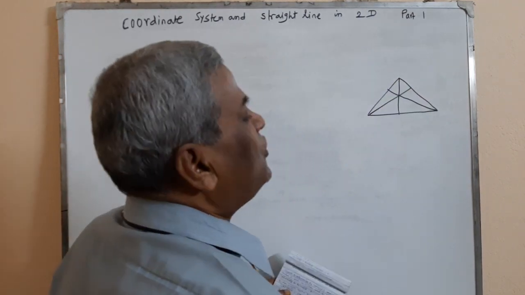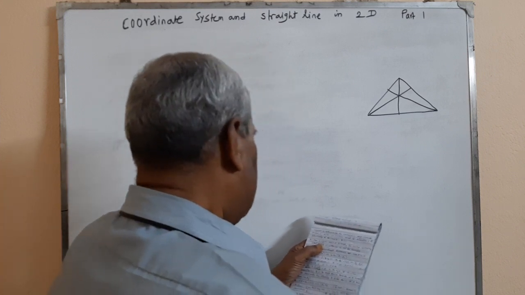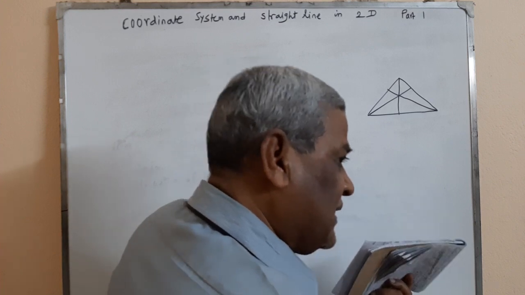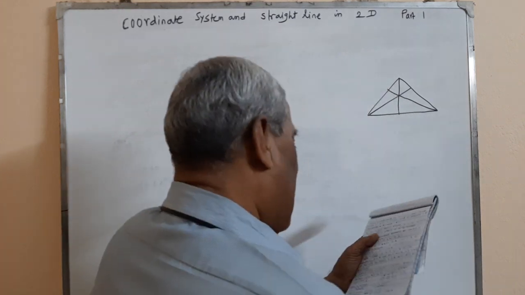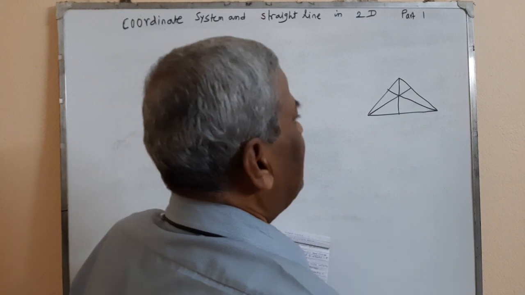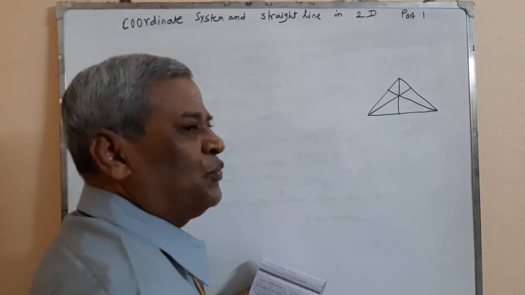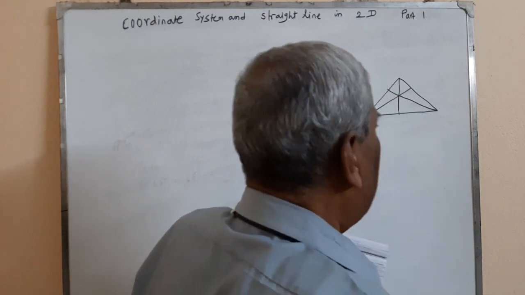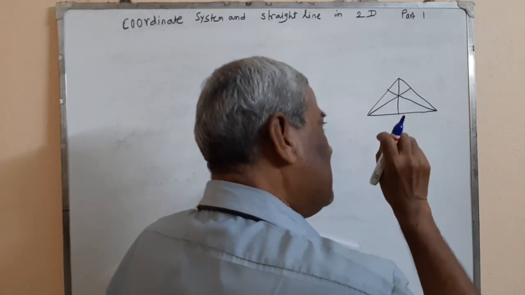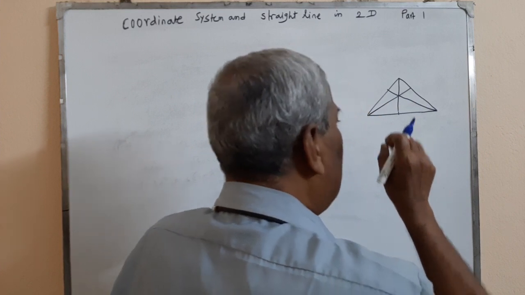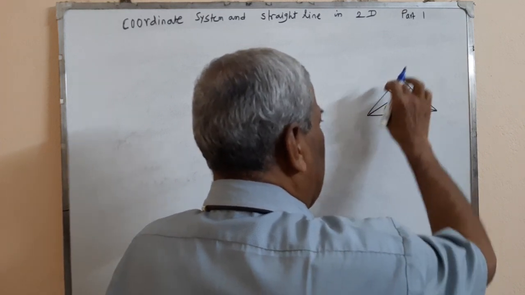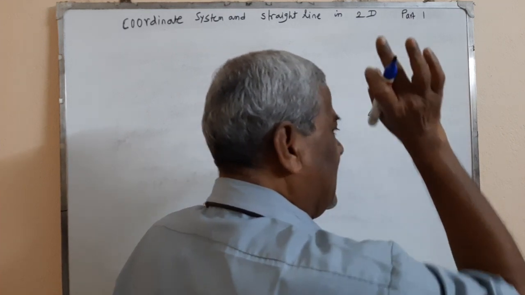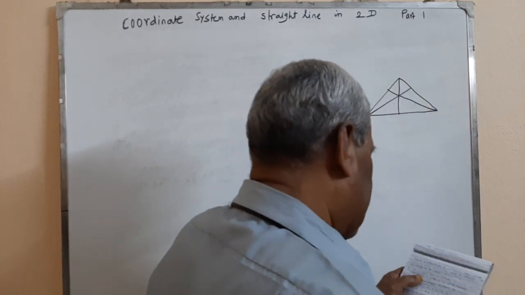Then centroid. Centroid is the point where the medians meet, and circumcenter is the center of the circle which passes through the three vertices. This is the circumcircle. Its center is the circumcenter.